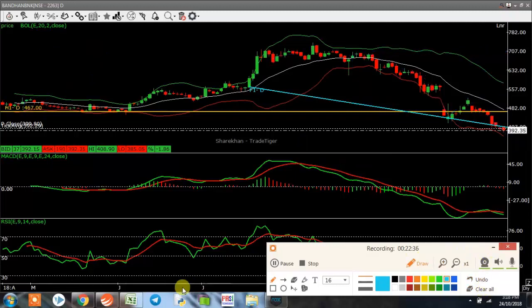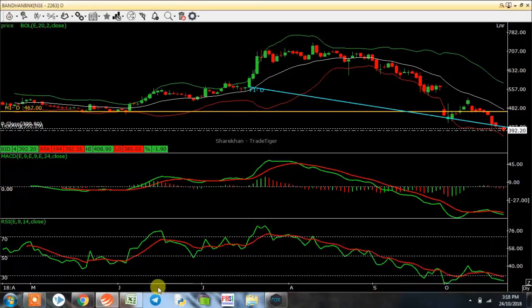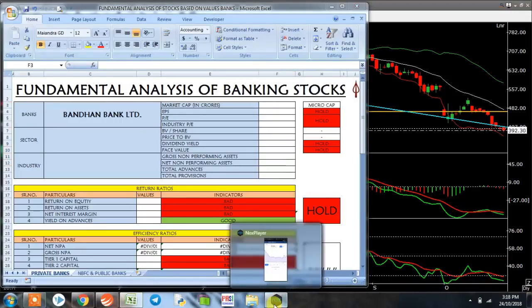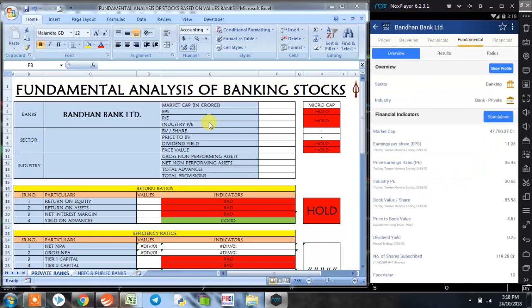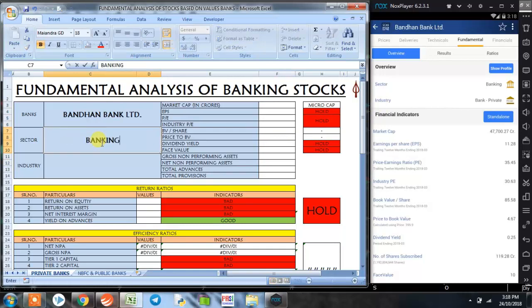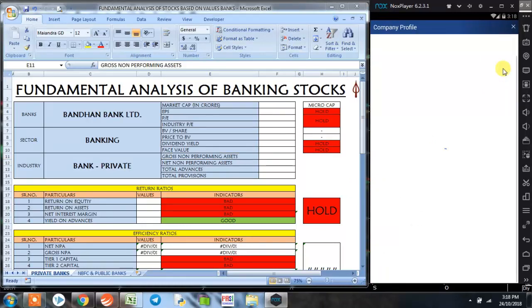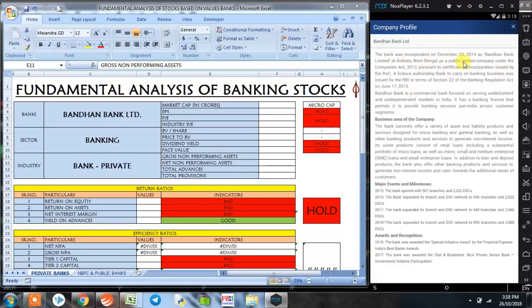Now coming back to our Excel program, let's understand about the fundamental of the company. Now we go to the fundamental tab and see what the bank is all about. The sector is banking, the industry is bank private. Now let's understand about the bank. Under the show profile tab, we could see here the bank was incorporated in 2014 as Bandhan Bank Limited. It is a commercial bank focused on serving underbanked and underpenetrated markets in India.